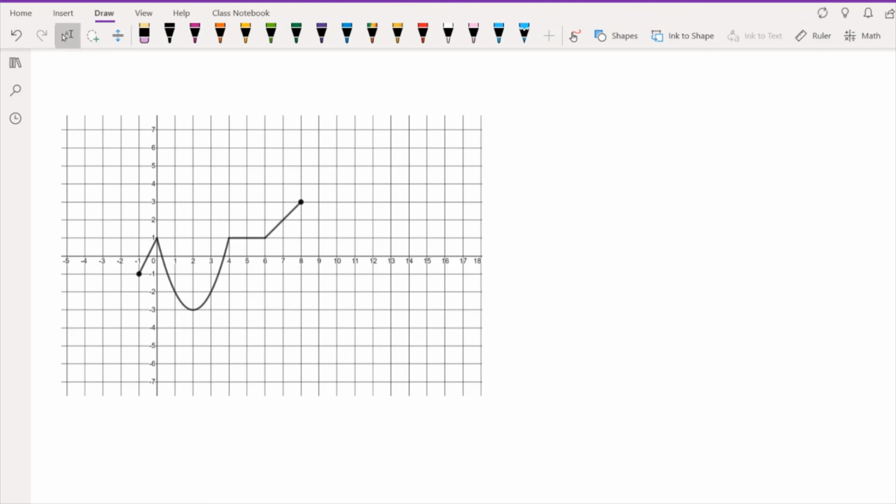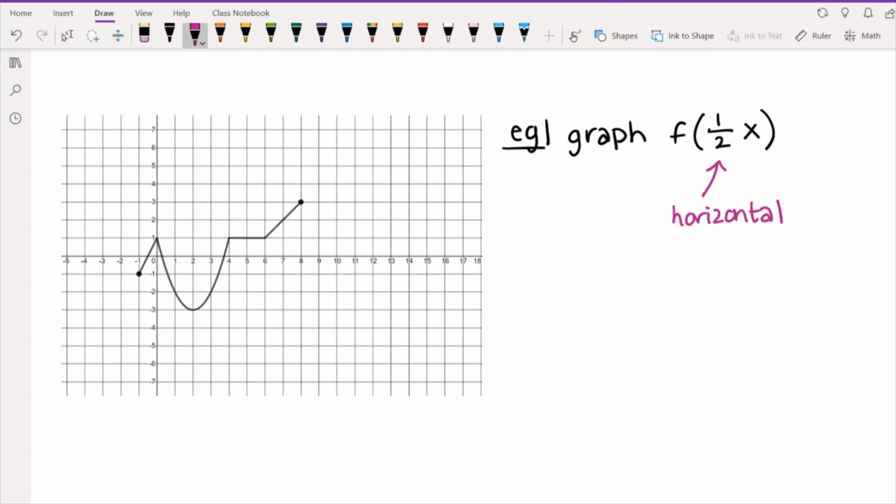Okay, so the next one we're going to do is we're going to graph f of 1/2 x. So what is this transformation going to be? Well, now we're multiplying the input, and so that tells us it's going to be some kind of horizontal change. And remember, we want to take the reciprocal, so the reciprocal of 1/2 is 2, and so that tells us this is actually a horizontal stretch by 2.